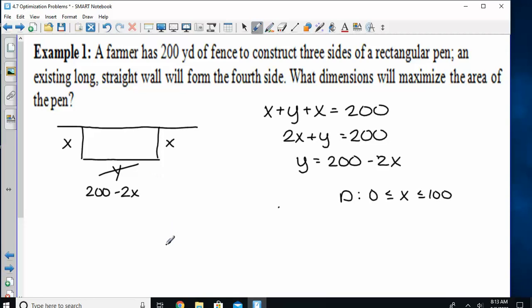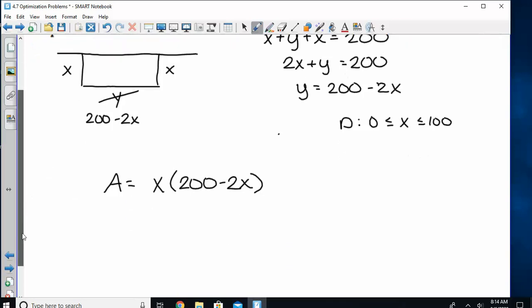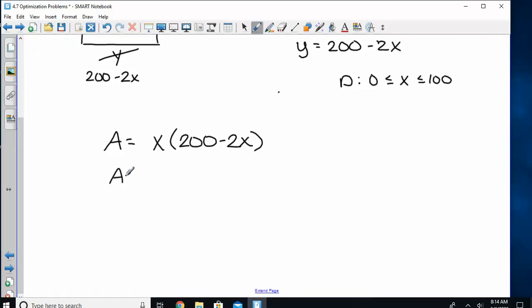What am I trying to maximize? Area. How do you find area? Okay. So my area is length times width. In this case, it would be x times 200 minus 2x. Okay, so if I distribute, my area is 200x minus 2x squared. And you've got a blank slide after that if you need more space.